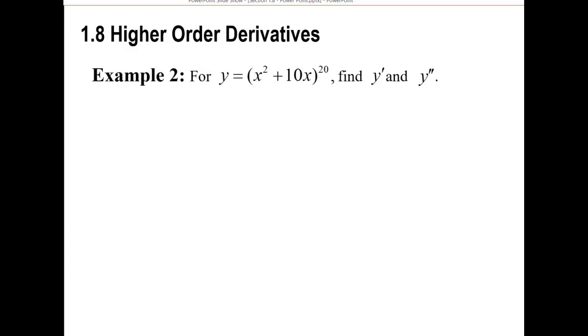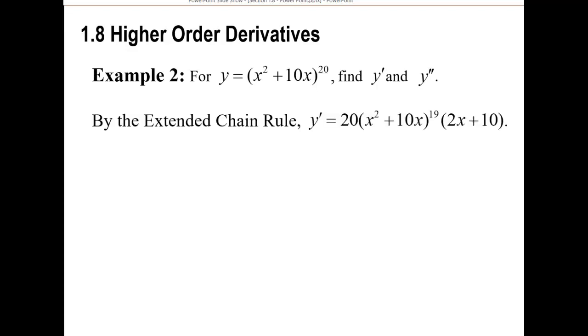All right, here's another one. y equals x squared plus 10x, all to the 20th. Find both the first and the second derivative. So our first derivative requires the chain rule, the extended power rule. So by the extended chain rule, y prime, we would bring down the 20, using our outer function as the power first. So 20, leave this alone, x squared plus 10x to the power 19, times the derivative of the inside, which would be 2x plus 10. So that's how we use our extended power rule or the chain rule.